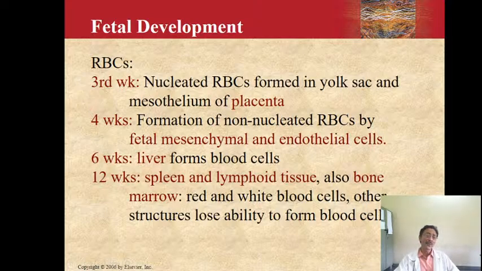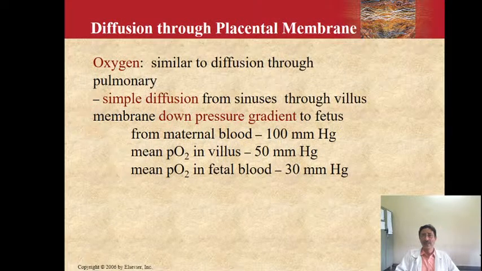As the bone marrow begins to take over the production of the RBCs, the other organs which were initially forming the RBCs now stop producing them, and it is solely the function of the liver and the bone marrow of all the bones which produces the RBCs.